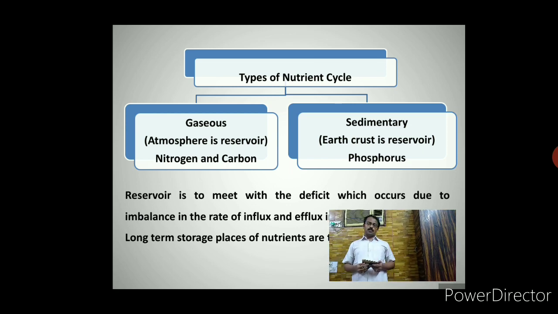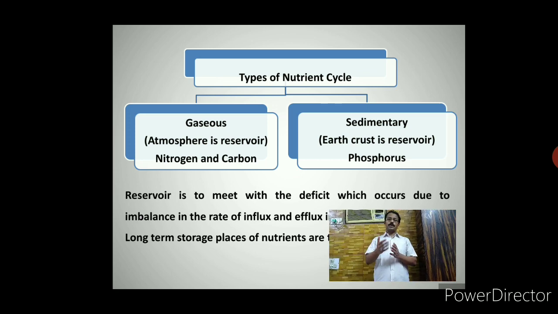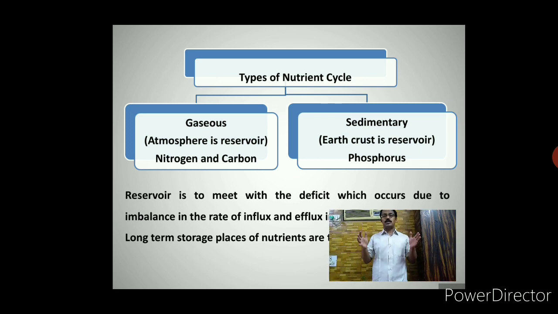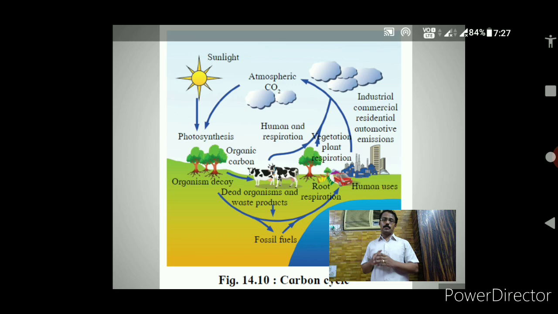What is the meaning of the word reservoir? Reservoirs are like godowns, the storehouses. They fill up the deficit which can be generated during the influx or the efflux of the nutrient cycle. When the nutrient cycle is going on, sometimes there is a deficiency. This deficiency is completely fulfilled by the reservoir. In the reservoir, there is one more term, which is called a sink. A sink is a very huge storehouse for a particular nutrient for a very long span of time. The fossil fuels are considered to be the sink for the carbon cycle.